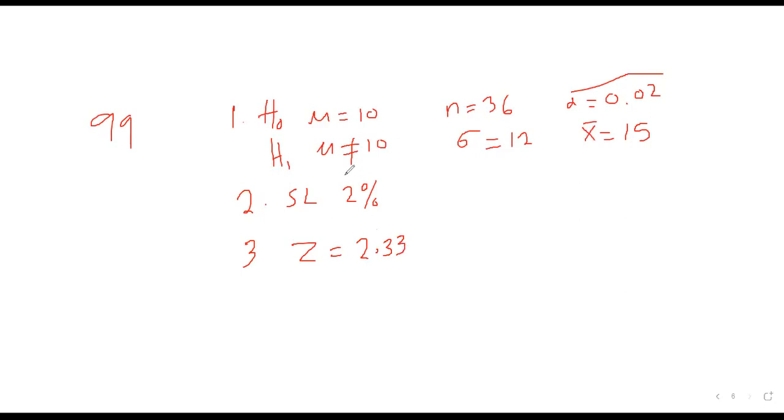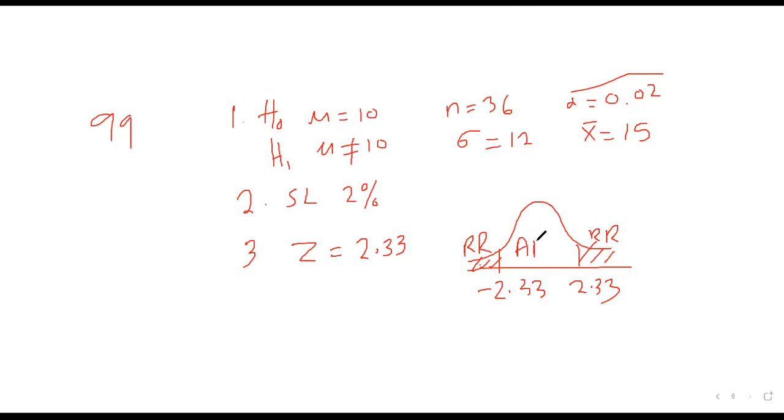Since this is a two-tailed test, the sign for a two-tailed test is this here, not equal to. So what this means is we are going to reject our hypothesis if it's less than negative 2.33 or if it's greater than positive 2.33. So this is called the rejection region. Whenever our answer falls in this shaded region, we call this the rejection region. And this is the accept region whenever our answer falls in here.